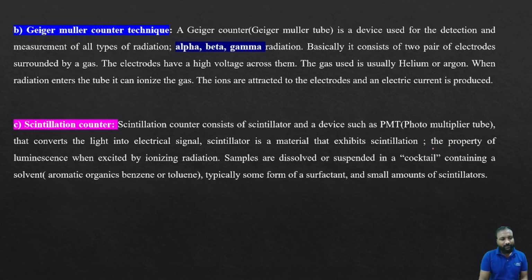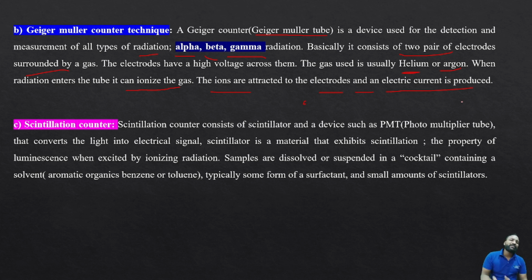So that's one method. Next is the Geiger-Müller counter technique. It is a Geiger-Müller tube, a device used for detection and measurement of all types of radiation, alpha, beta, and gamma radiation especially. Basically it consists of a pair of electrodes surrounded by a gas. The electrodes have a high voltage across them. The gas used is initially helium or argon. When the radiation enters the tube, it ionizes the gas. The ions are attracted towards the electrode and an electric current is produced.